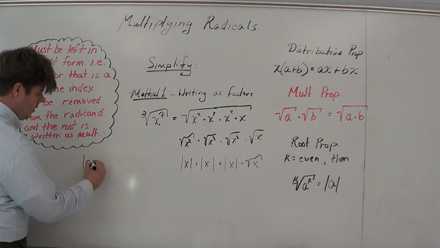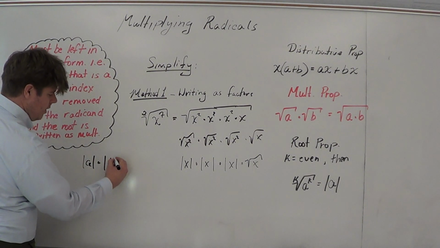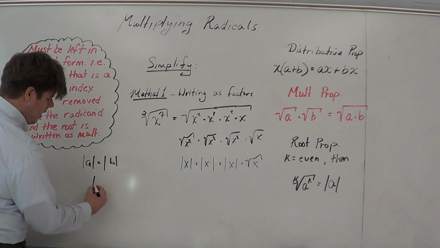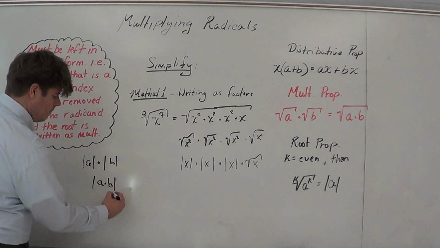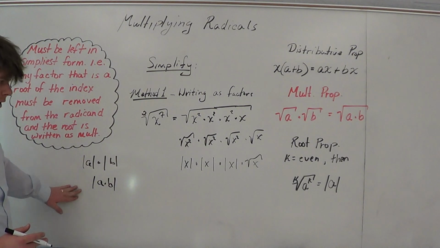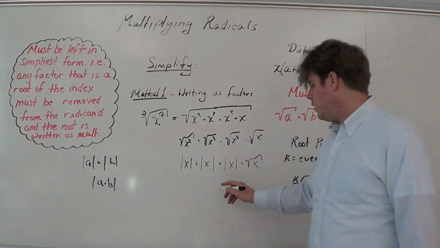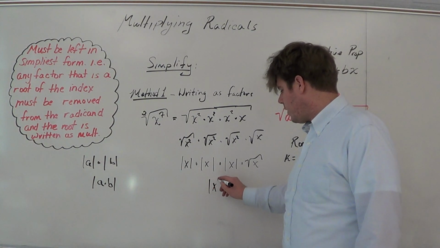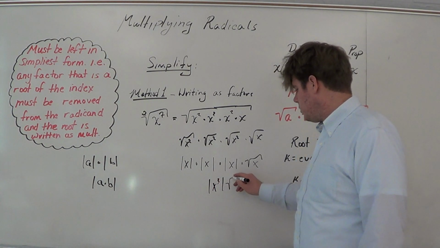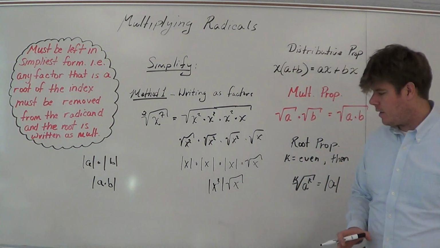That if I have the absolute value of a, and I multiply it by the absolute value of b, that is the same thing as the absolute value of a times b. Okay, so that property holds true for absolute values. So coming over here, I'm just going to multiply all these together. So what I have is the absolute value of x cubed times the square root of x.